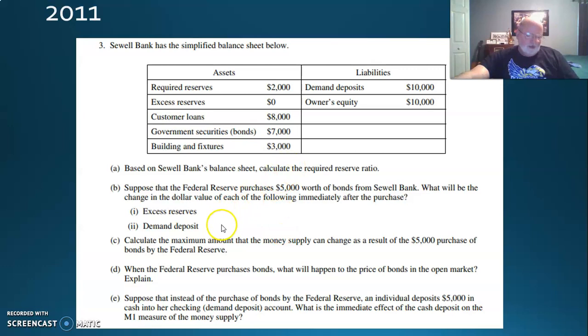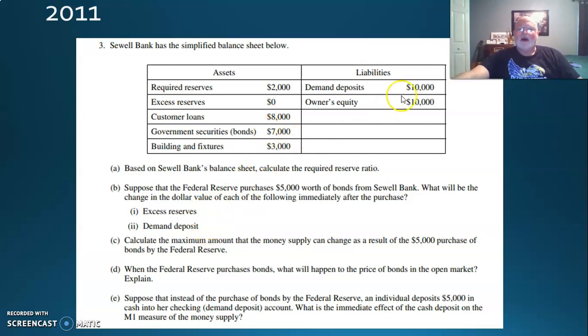Suppose that the Federal Reserve purchases $5,000 worth of bonds from Sewell Bank. So now this is like the one I did with you in class. So here's their T-bills that they own. This bank owns $7,000 worth of T-bills. The Fed buys $5,000 worth of them. So this crosses out. This goes from 7,000 minus 5,000 down to 2,000. Well, the thing's out of balance now, right? Where's the $5,000 go? Into excess reserves. What will be the change in dollar value of each of the following immediately after the purchase? Excess reserves goes up $5,000. That's the answer. Again, this is just like the one we did in class.